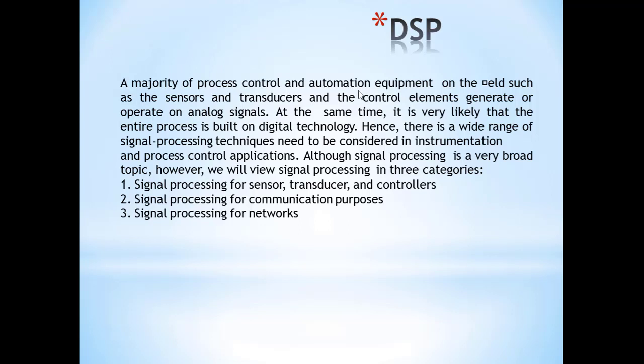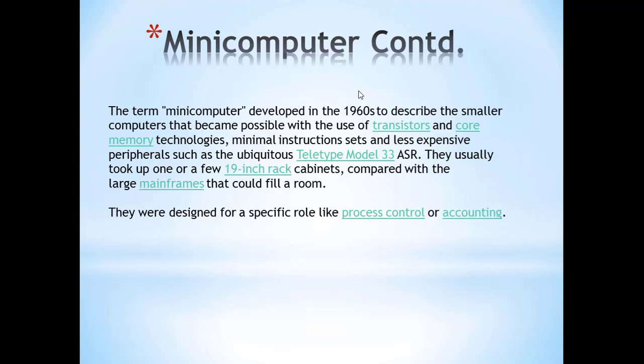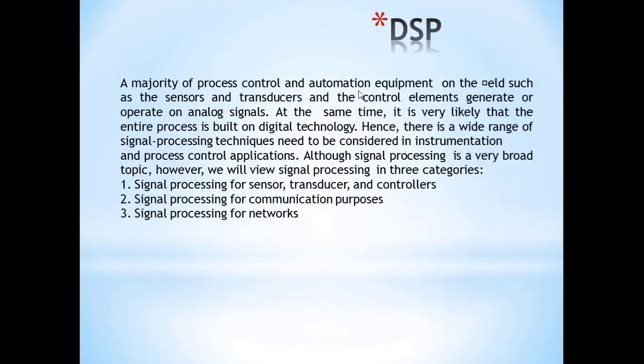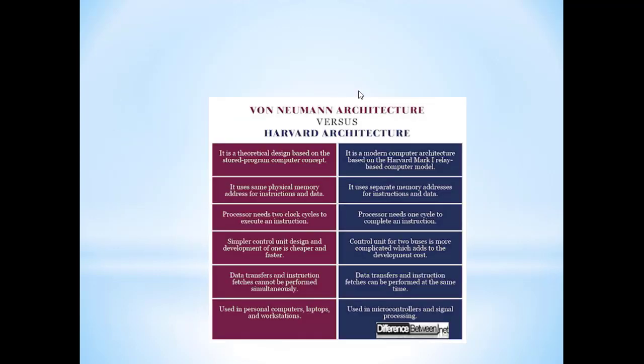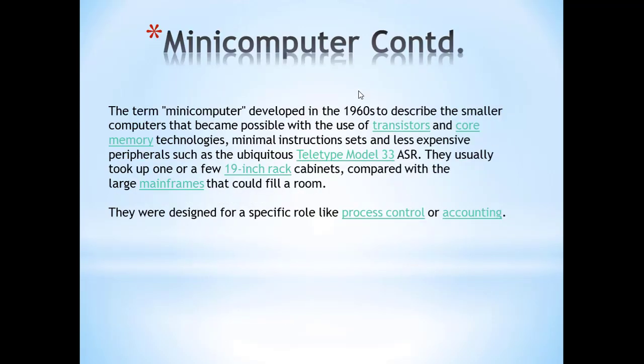With this, I'll stop today with the mini computer, and DSP and other things I'll go ahead with in the next class. In this particular lecture I have covered what is meant by industrial automation, what is the control system that is involved in industrial automation systems, and what are the different types that are used in industrial automation systems.